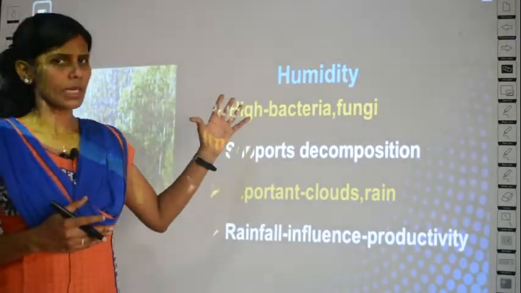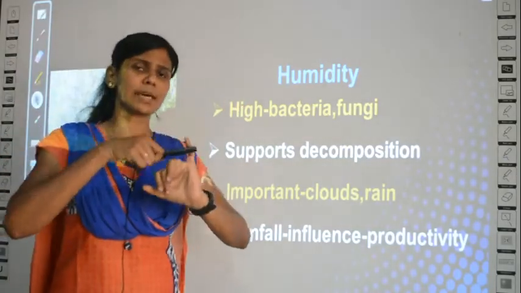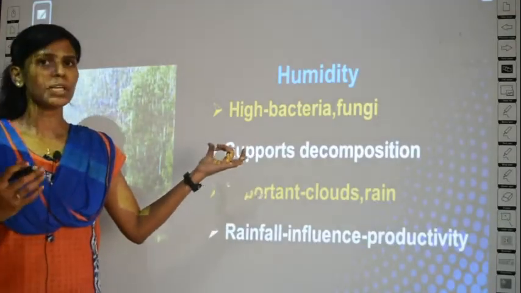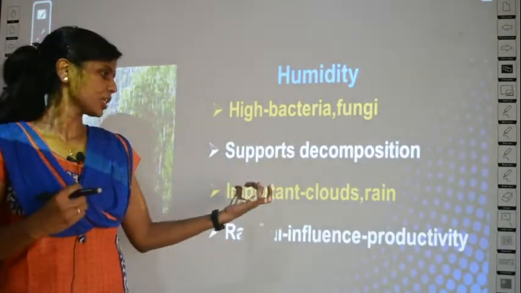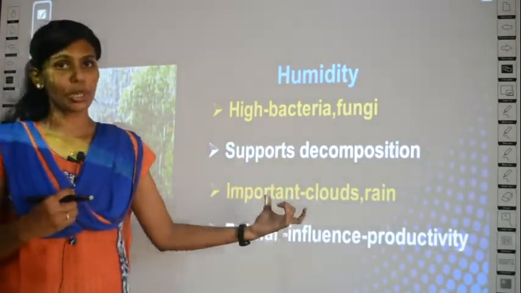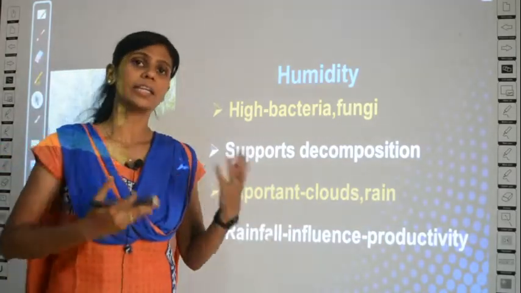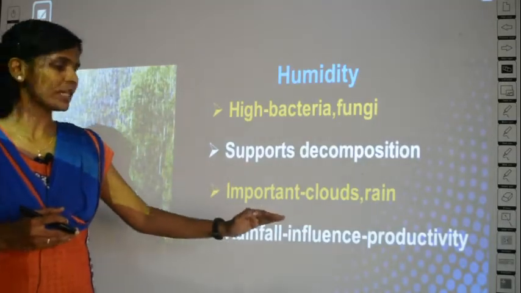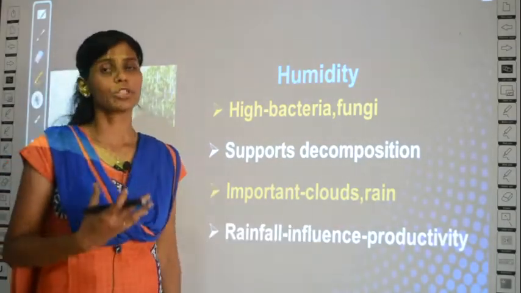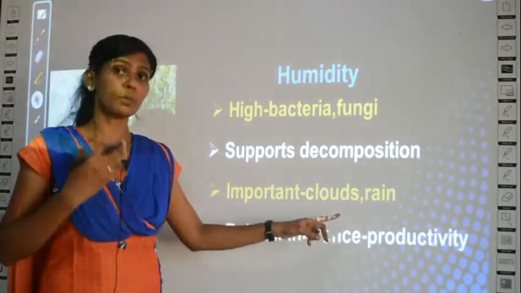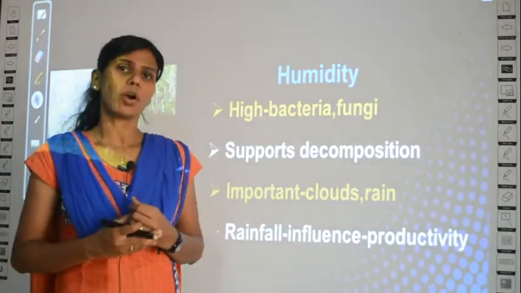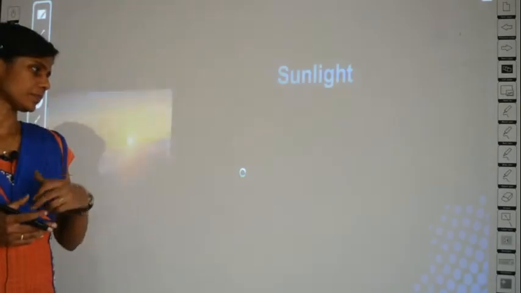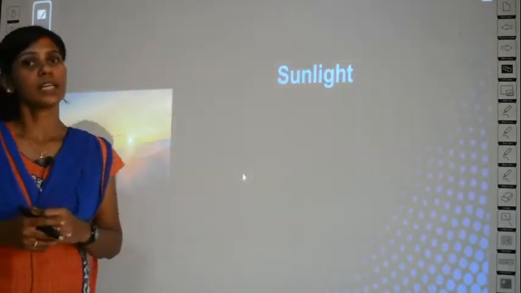So what we have studied in humidity: high humidity will support the growth of bacteria and fungi, and also high humidity will support decomposition, and humidity is essential for the formation of clouds, and in turn we get rainfall, and rainfall influences productivity. So for the production of food products or food grains, high rainfall is essential. And the last factor is sunlight.